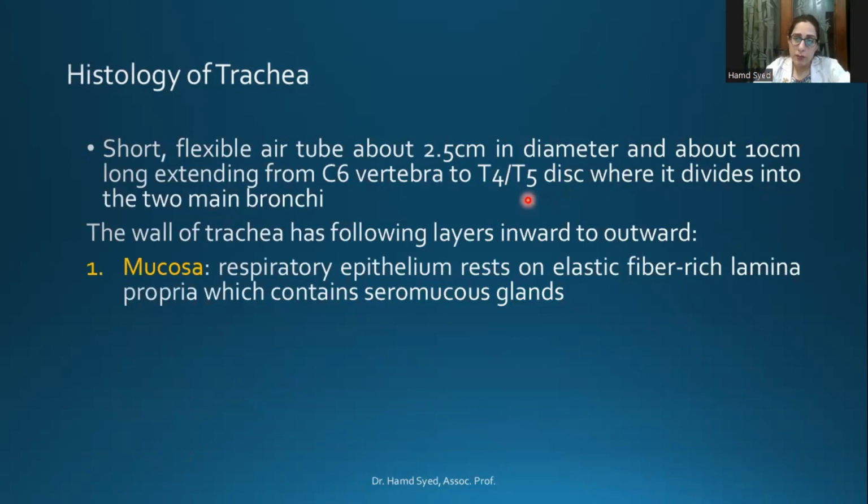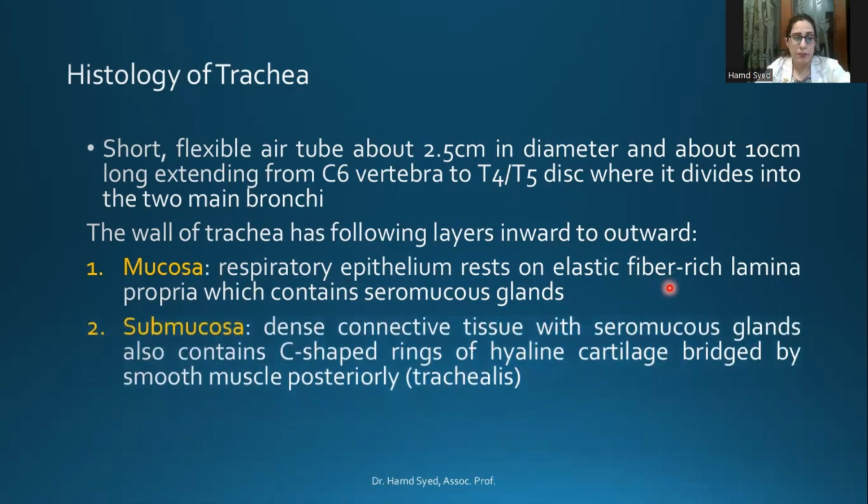Innermost is the mucosa, which contains the respiratory epithelium. We just talked about it. We saw the features of respiratory epithelium. So that is present as the innermost layer of the trachea. And this is resting on elastic fibers, which are present in the lamina propria, which also contains seromucous glands.